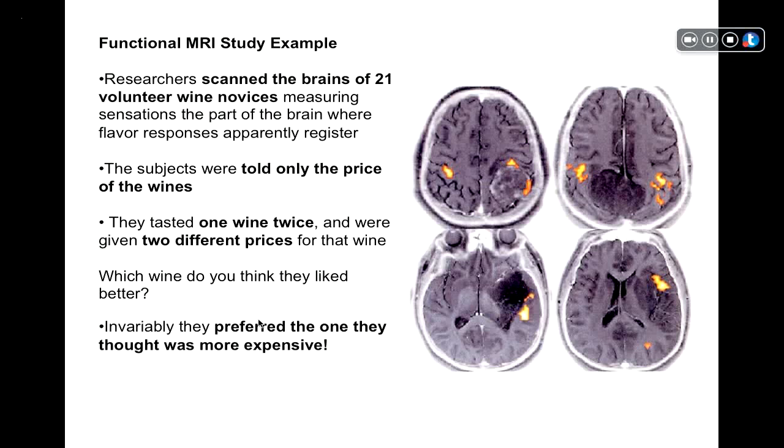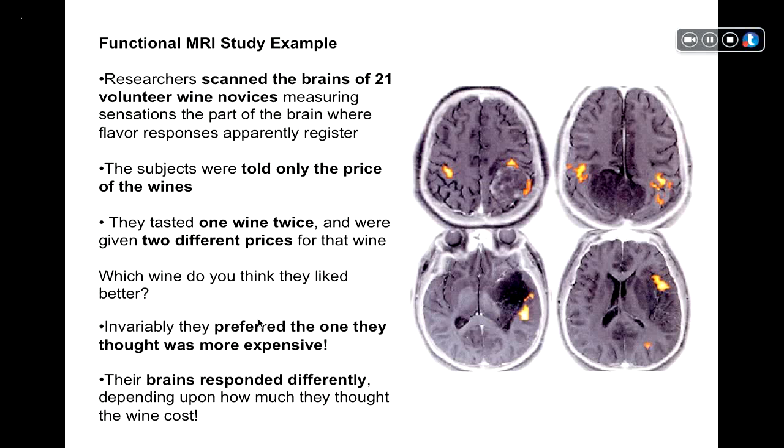If you guess the one that's more expensive, you guess correctly. That is, just having a higher price on the same wine led people to report that they preferred the more expensive one. But what's interesting is that parts of the brain responded differently. So not only were the subjective reports of these research participants consistent with the expectation that they'd prefer the more expensive one, but the different parts of the brain were consistent with their subjective reports.